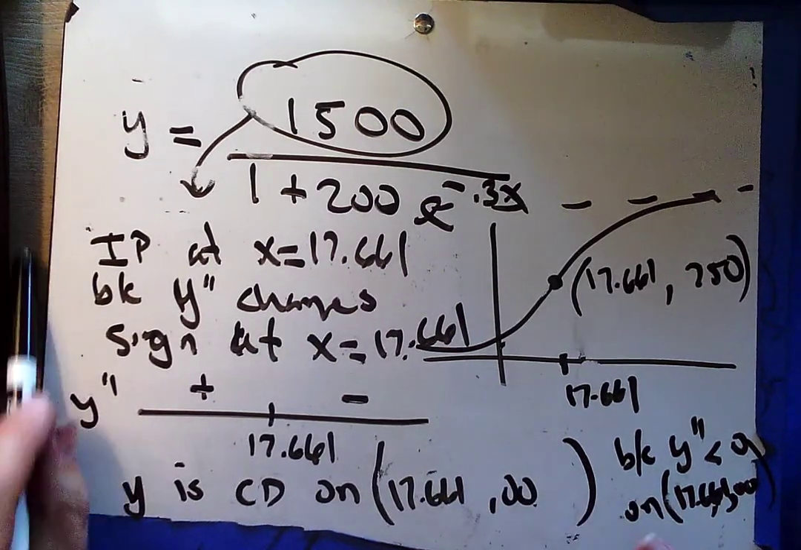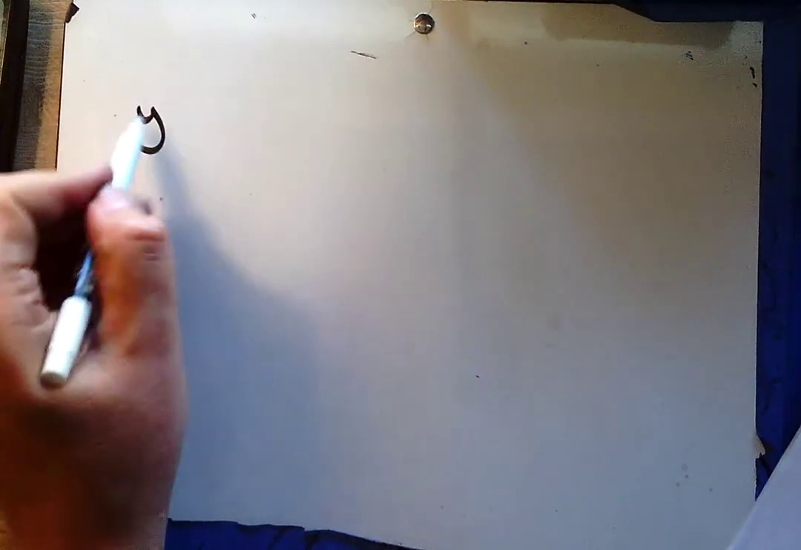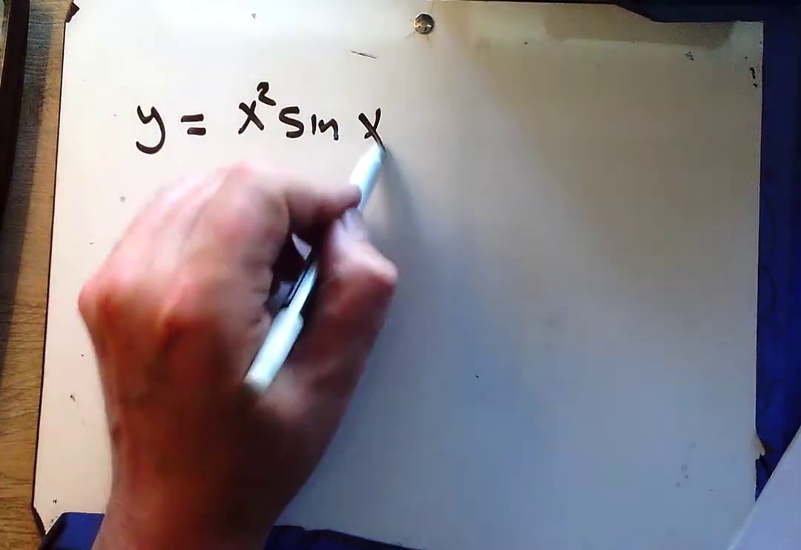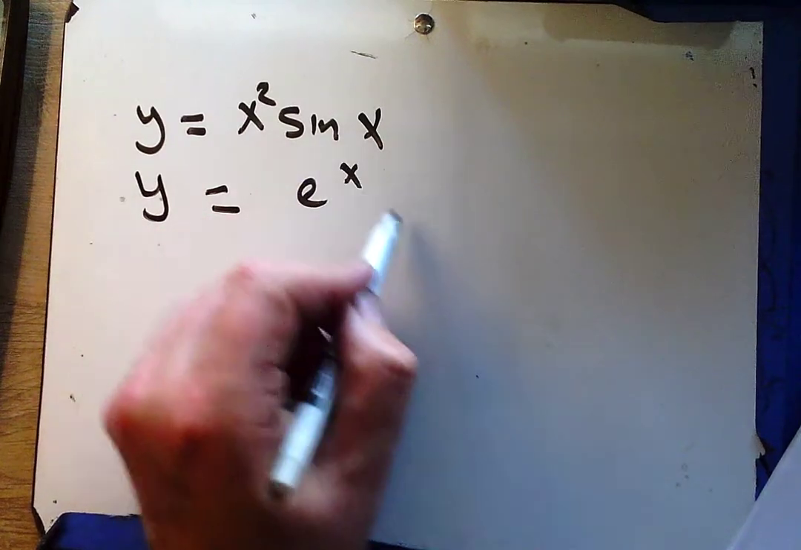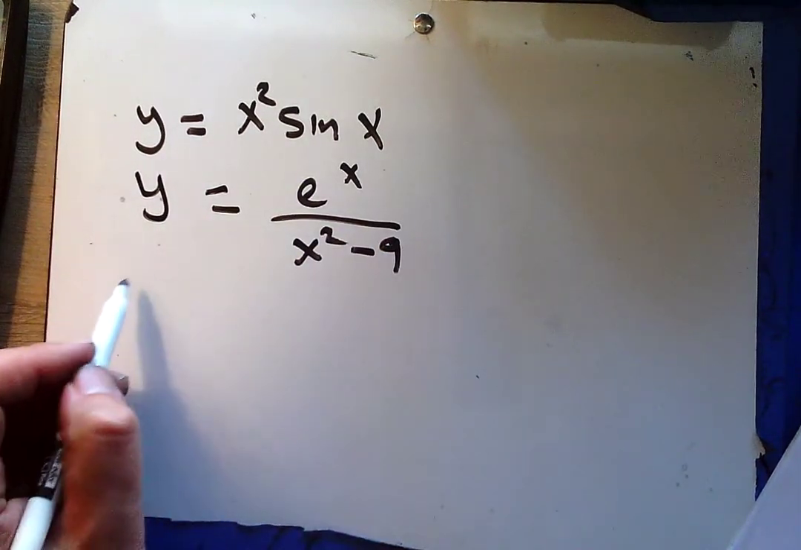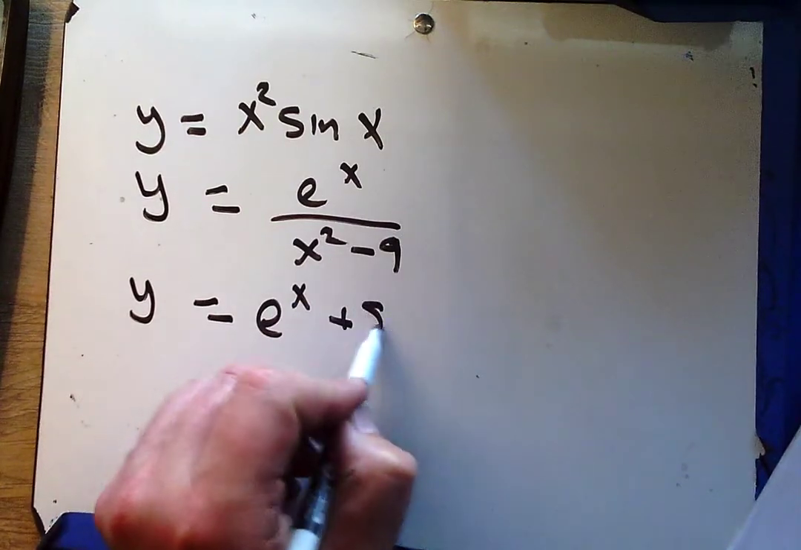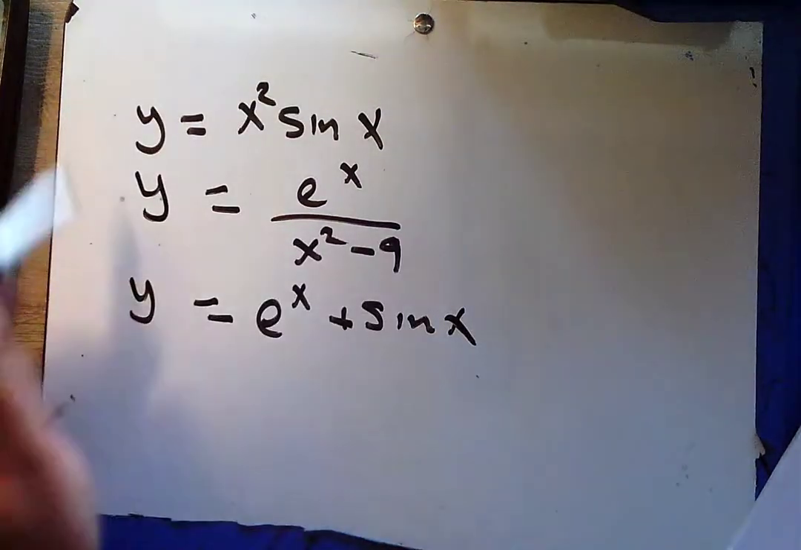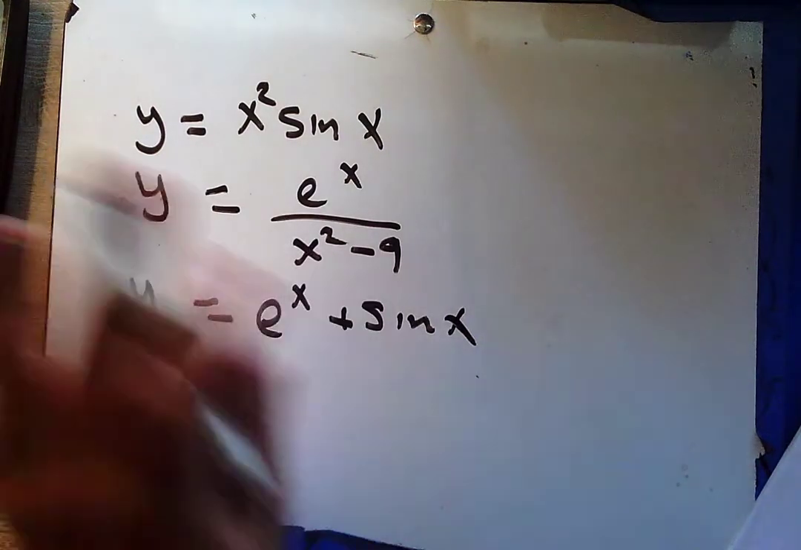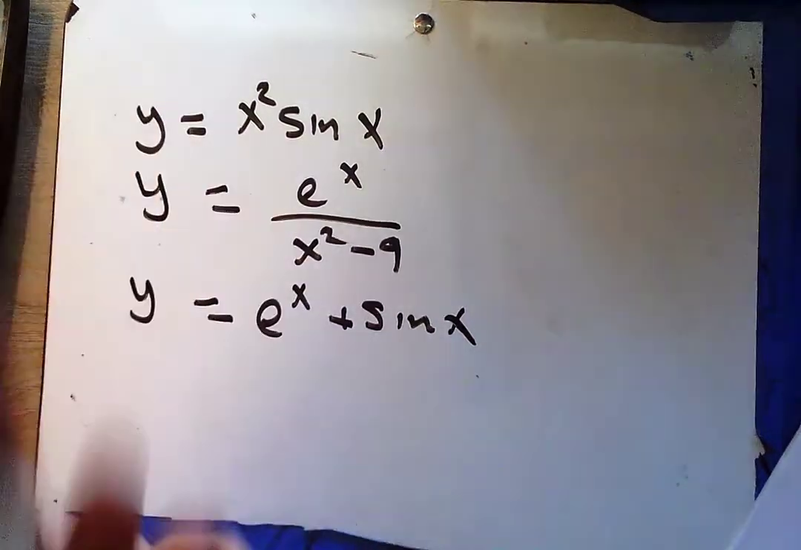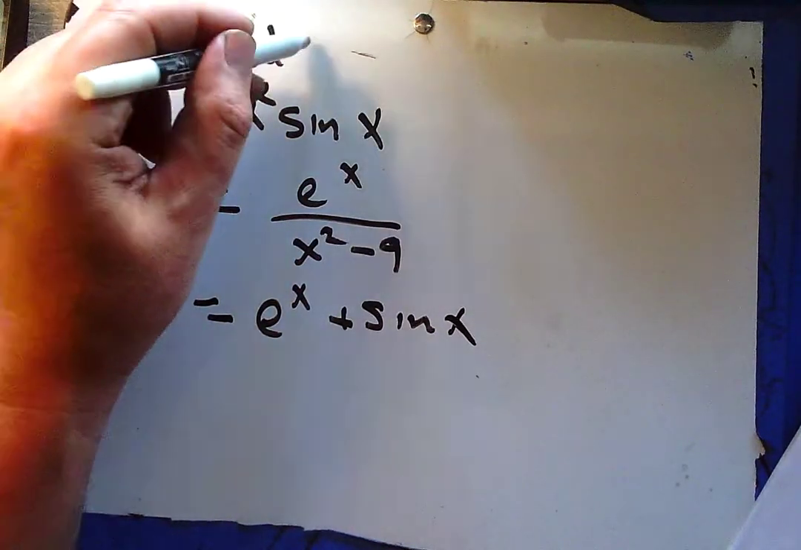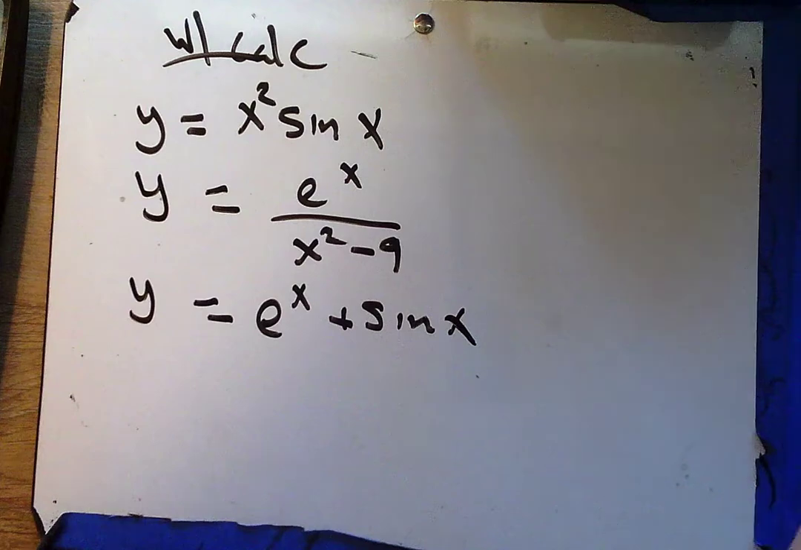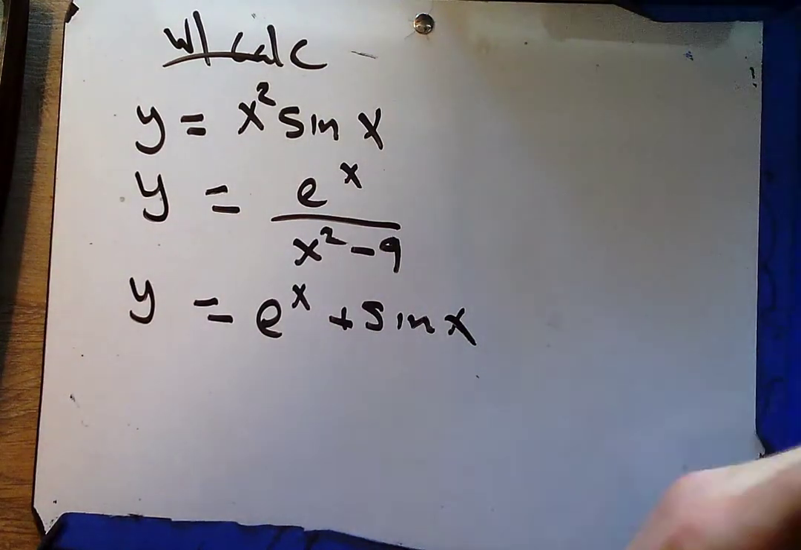All right, so please make sure you're comfortable doing this stuff by hand and with a calculator. If you're looking for more problems to practice with, I might recommend y equals x squared sine x, y equals e to the x over x squared minus 9, and y equals e to the x plus sine x. These are all things you don't want to go anywhere near with algebra-based stuff, just on the calculator. You should practice that because half of our exam is with calculator. So be ready for that.